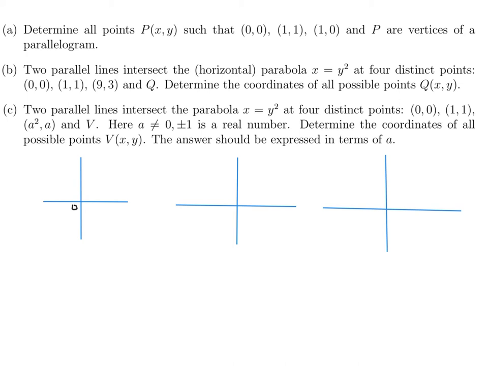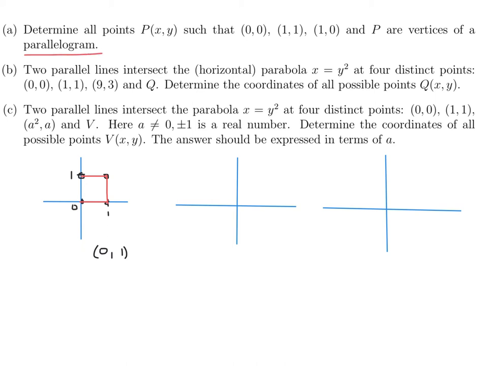(0, 0), (1, 1), which is approximately there, and (1, 0). So this point, this point, and this point. A lot of this is just inspection. We want a parallelogram. So one scenario is to put the fourth point here, which would be (0, 1). And if that's the case, then we'd have a square, and a square is a parallelogram. I mean, it's one type.